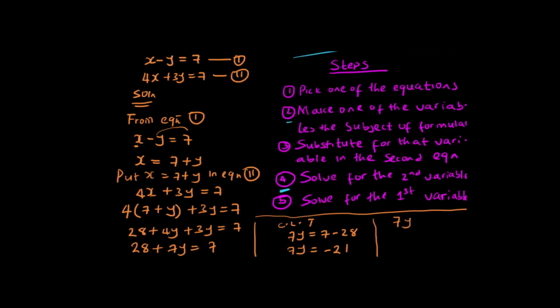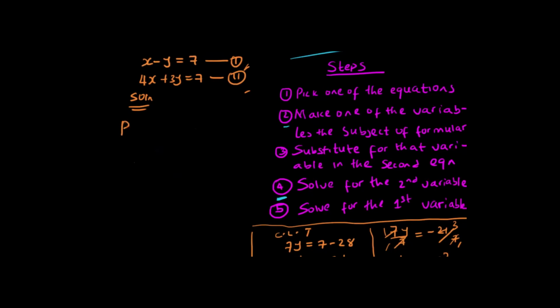So I say 7y over 7 equals to minus 21 over 7, which means that y, because 7 ones are 7, 7 threes are 21, equals to minus 3. So y equals to minus 3. Now, to solve for x, which is the first variable, I substitute y equals to minus 3 either in equation 1 or equation 2.